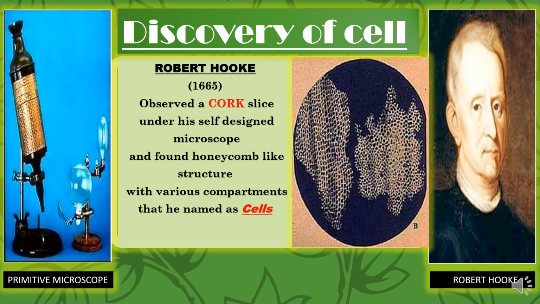How was the cell discovered? It was in the year 1665 that Robert Hooke designed his simple microscope, as you can see in the picture, and in this microscope he observed a slice of cork. Cork is the bark of a tree, and he observed a thin slice of cork and found a honeycomb-like structure, as you can see in this diagram. He explained that it has various compartments, and he named each compartment a cell. Cell is a Latin word which means a little room.